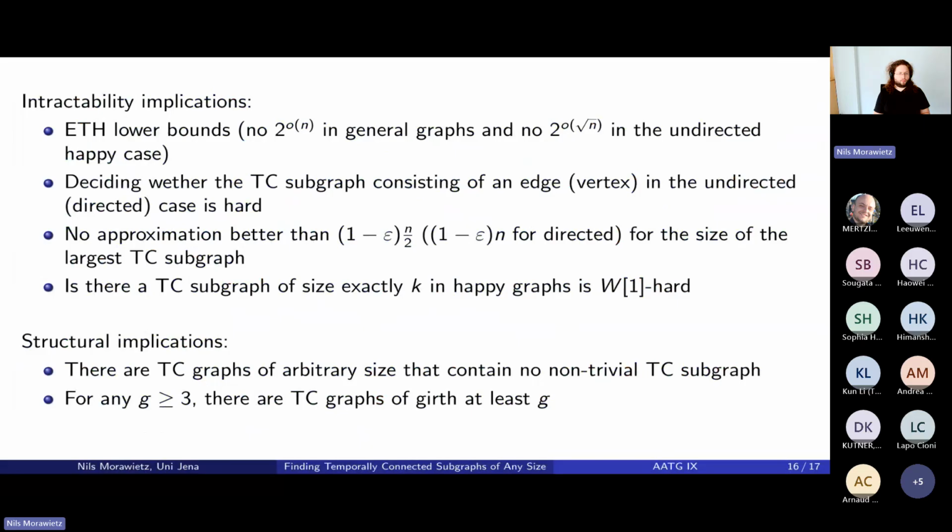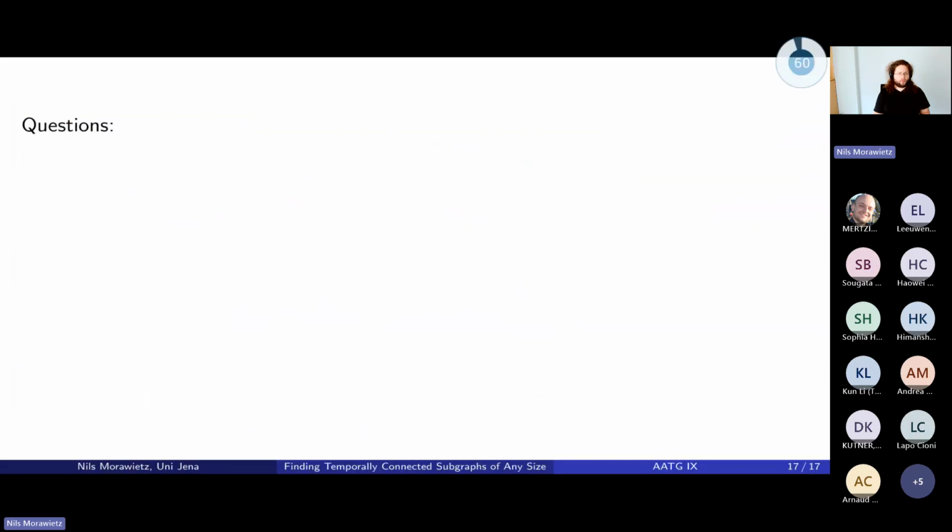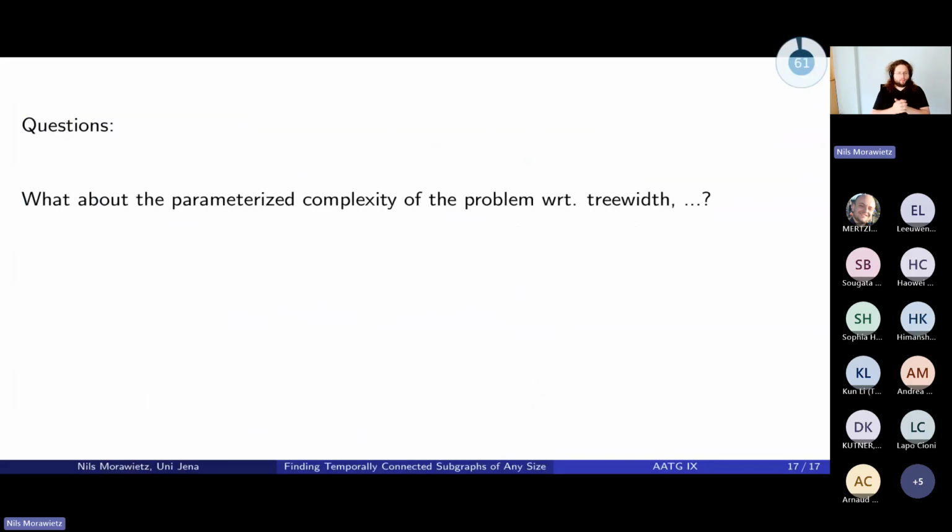So coming up to some open questions. First of all, what about the parameterized complexity of the problem? We just considered the general case, just introducing this basic problem, which we call non-trivial TC subgraph. And we just showed it's hard, which took way longer than we hoped. But the parameterized complexity is mostly open, for example, for parameters like treewidth and other graph parameters or temporal graph parameters.